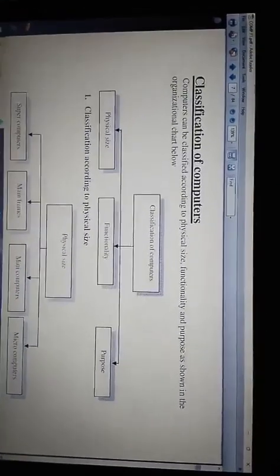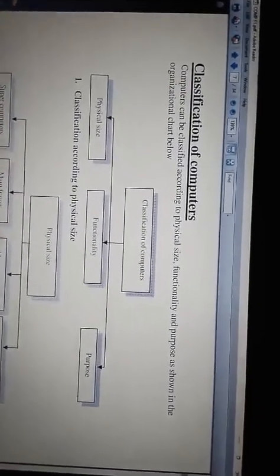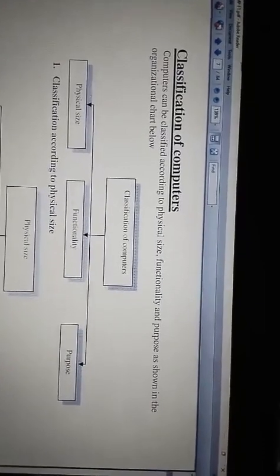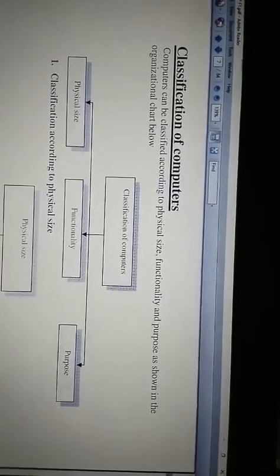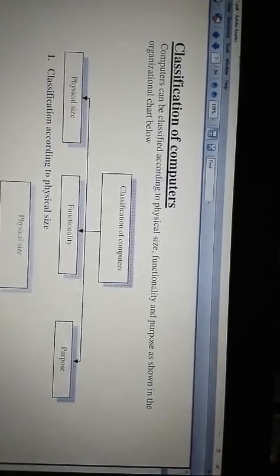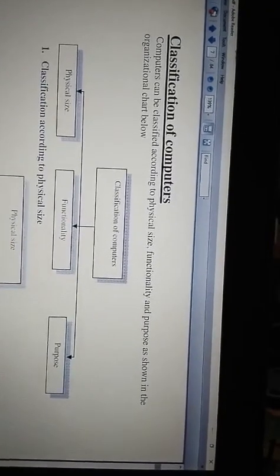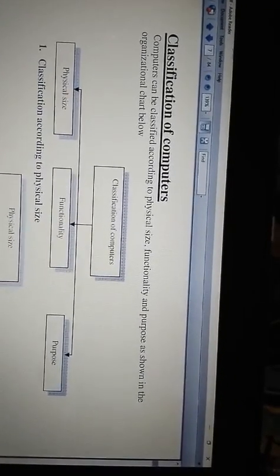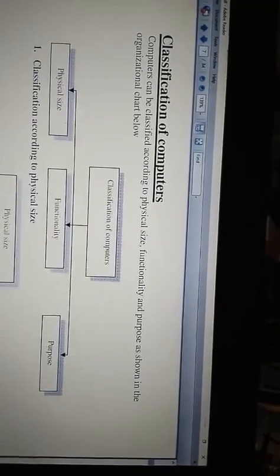So today we have learned those classifications of computers, and I've said computers are classified according to 3 areas: according to size, according to functionality, and according to purpose.